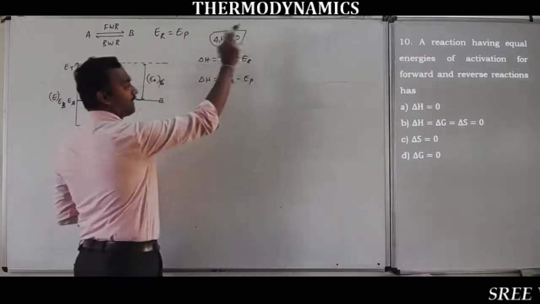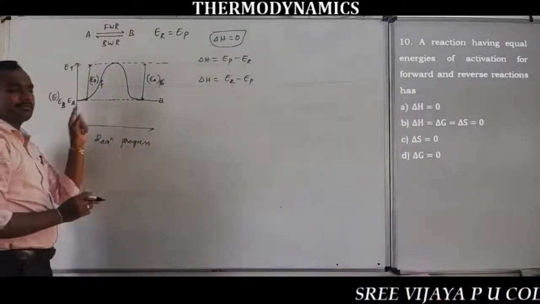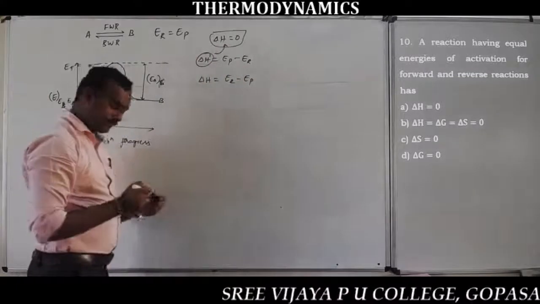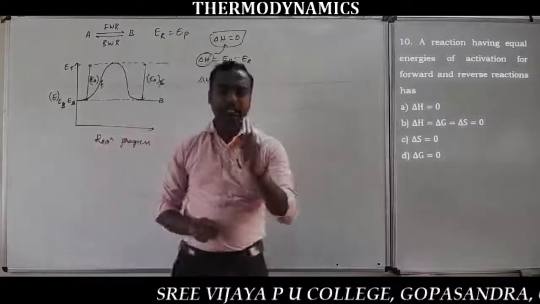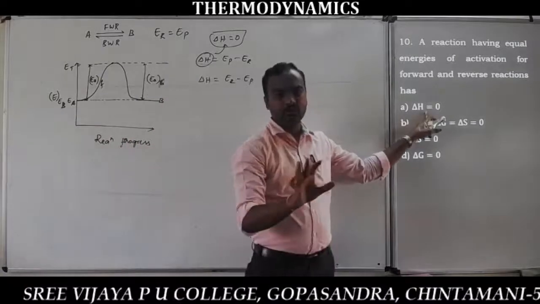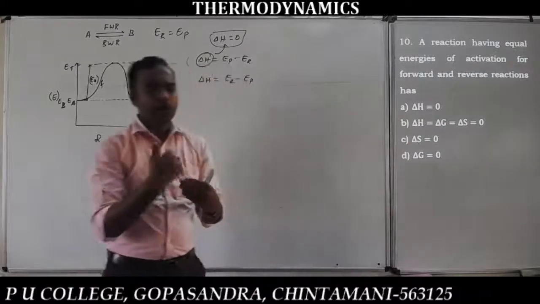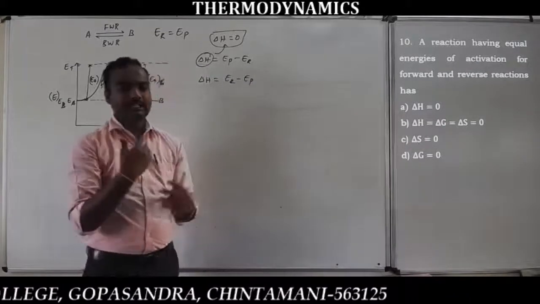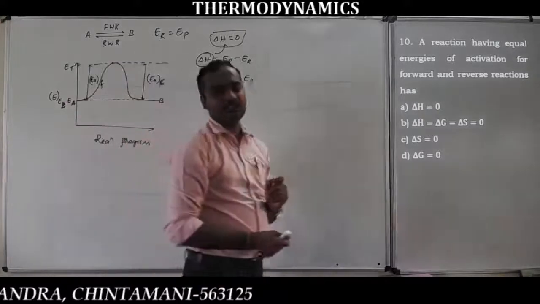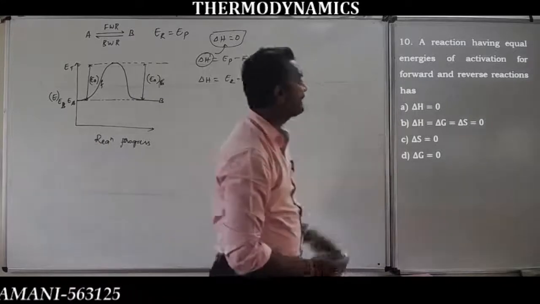Overall, if all the activation energies are the same, then the energy of product and reactant are the same. When the energy is the same, delta H must be 0. So if the reaction has equal energy of activation, definitely delta H is 0. There is no change in enthalpy. Energy is not absorbed, and heat is not evolved. So in any reaction with equal activation energy, delta H is 0. So option A is the correct answer.